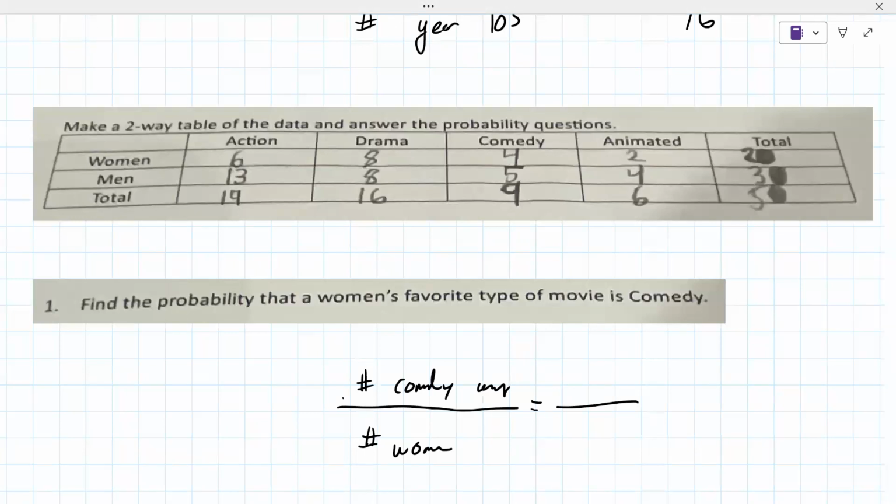5 out of 4. No. What numbers do you have written over here on the right? I wrote down 20 and 30, which 30 is for men and 20 is for women. Okay, so how many women are there? There's 20 women. Okay, and how many of the women like comedy? 4.